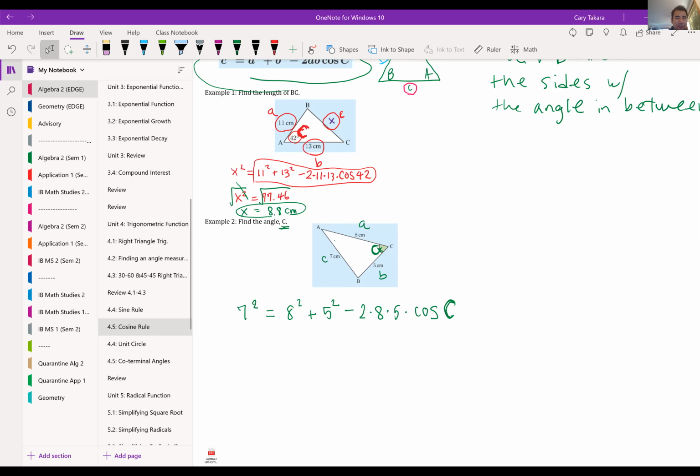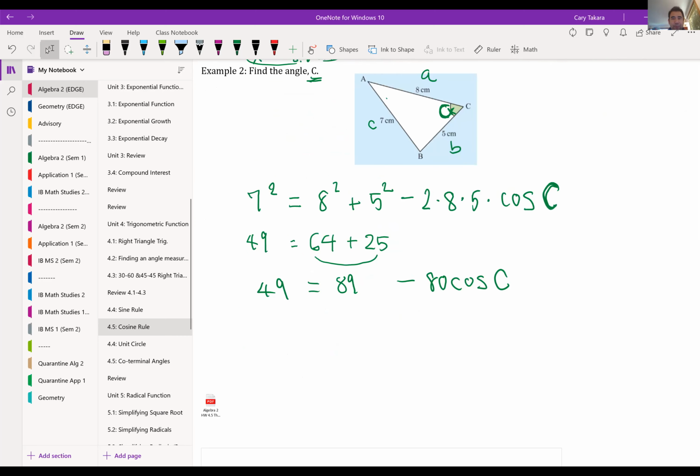Now, let's evaluate as much as we can. 7 squared is 49. 8 squared is 64. 5 squared is 25. Then we can add them together, that's 89. And then 2 times 8 times 5 is negative 80 cosine of C. Is everybody with me so far? Again, these are all multiplied together.